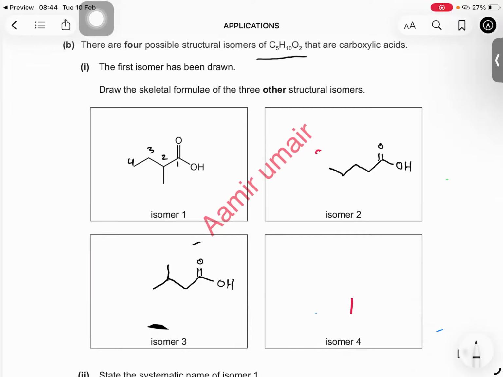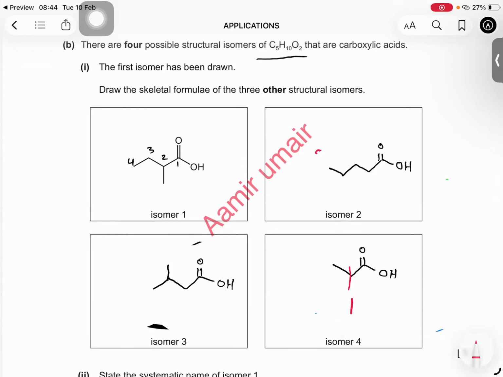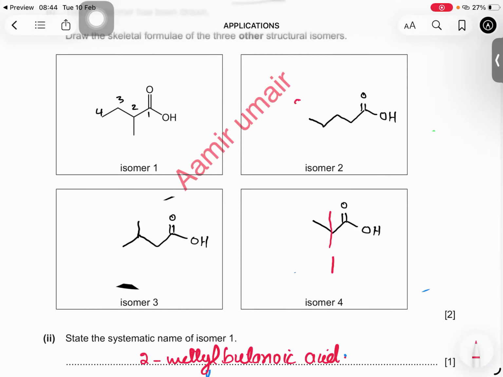And the last one, I can still increase the number of branches. I can still make a chain isomer, making the chain even shorter, like this. 1, 2, 3. Look at this. So there are 3 carbons. Now I'm going to put 2 carbons in the branch. Right. So these are the 3 isomers. You have to draw this because the next part is the spectrum and NMR spectrum.